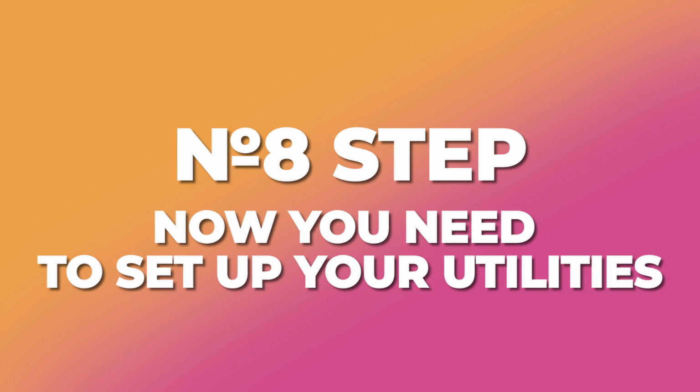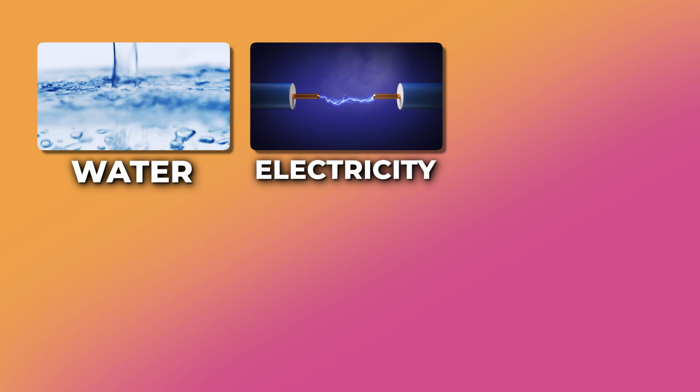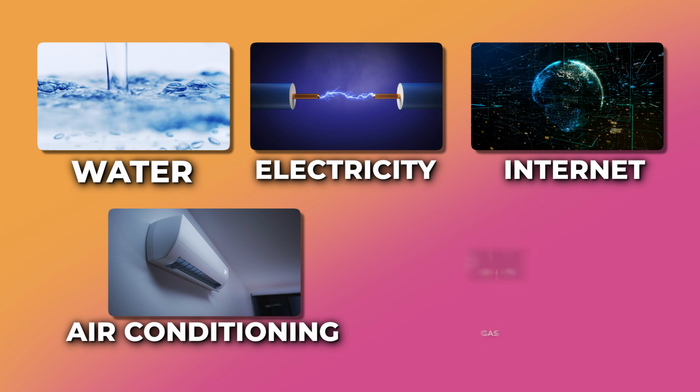Step 8. Now you need to set up your utilities. At this stage, you've moved in, but your journey in this apartment is just beginning. Now, it's essential to set up all your utilities to ensure everything runs smoothly. You'll need to take care of water, electricity, internet, air conditioning, and gas.